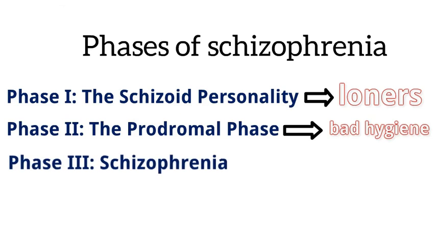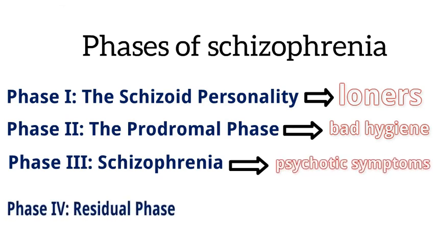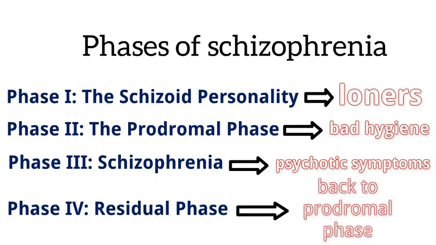Phase number 3, schizophrenia, or active phase. In the active phase of the disorder, psychotic symptoms are prominent. Delusions, hallucinations, and disorganized speech begin to appear beside negative symptoms. Phase number 4, residual phase. A residual phase usually follows an active phase of the illness. Symptoms during the residual phase are similar to those of the prodromal phase, with flat affect and impairment in role functioning being prominent.